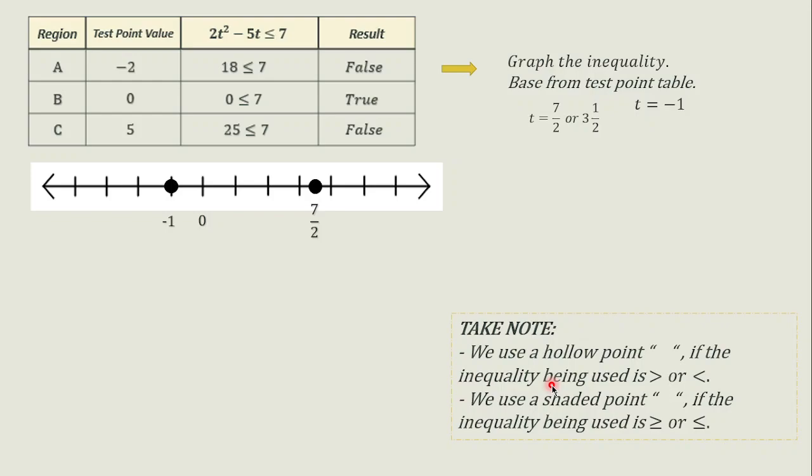The next one, mag-shade na tayo ng region. For region A class, nasa left side ni negative 1, the answer is false, so hindi siya shade. For region B, the answer is true, so i-shade natin yung gitna. And for region C, the answer is false, so hindi siya shade.